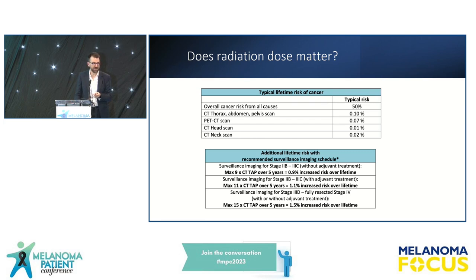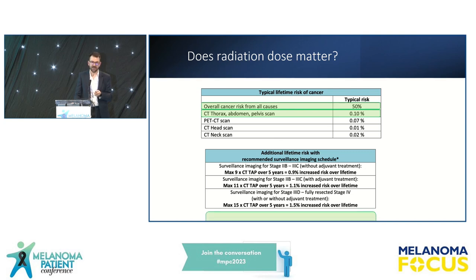Well, again, Melanoma Focus have issued some quite useful guidance on this, which I've lifted. And they've tried to put things into perspective for not just melanoma patients, but all people undergoing scans. And as I'm sure many of you know, 1 in 2 of us will be affected by cancer in our lifetimes. So that gives us a 50% risk during our life. And to put that into perspective, a CT thorax, abdomen, and pelvis gives you a 0.1% lifetime risk of cancer. So the actual risk associated with the CT scan is very small.